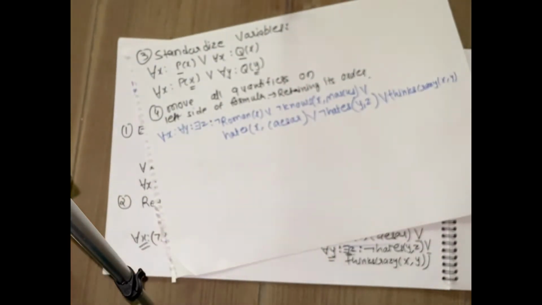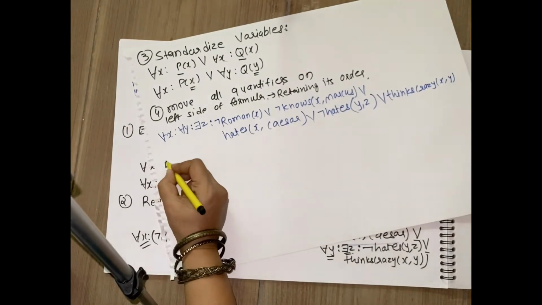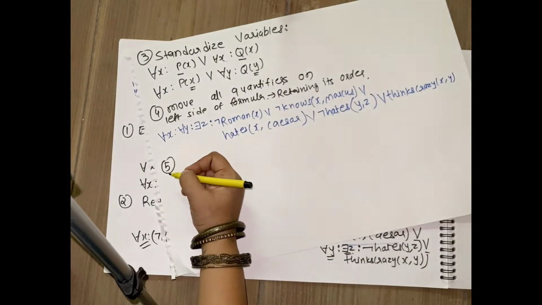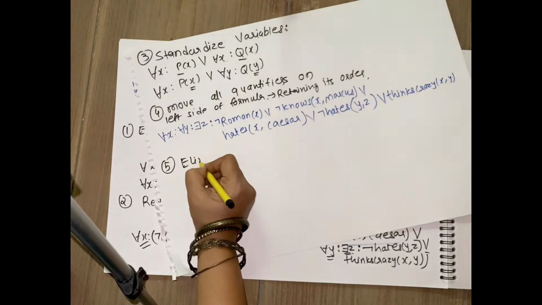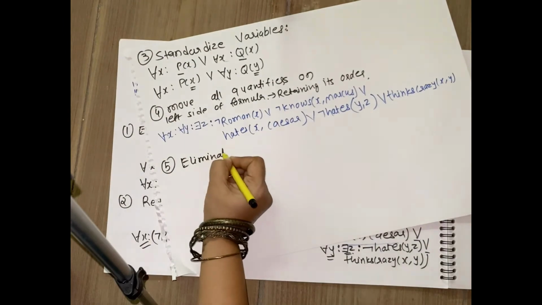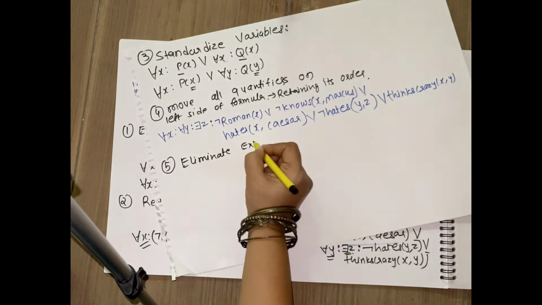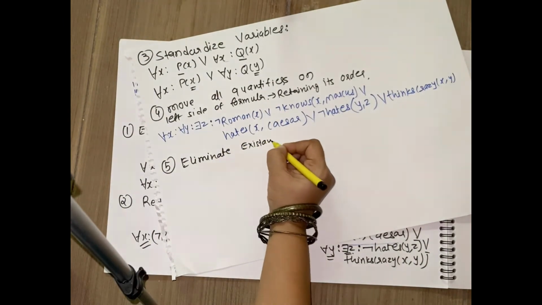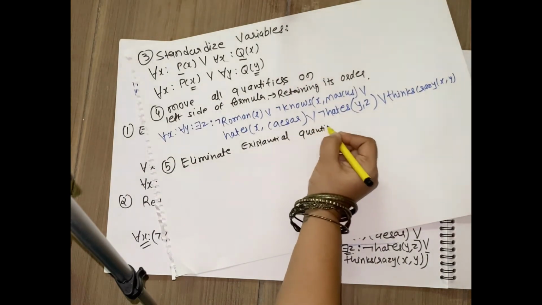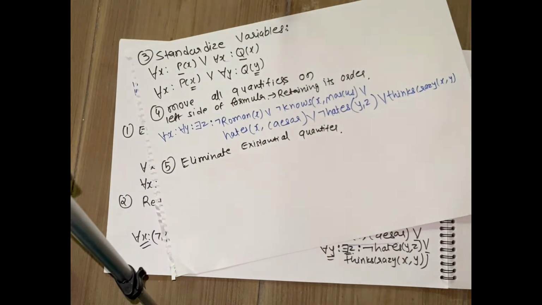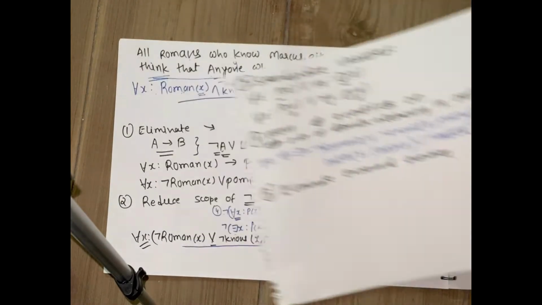What is the next step? Next step is step number 5, and that says if you have any existential quantifier, eliminate the existential quantifier. Now before we discuss that, there is one correction that we have to make here.